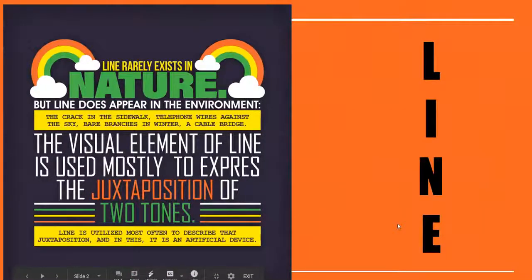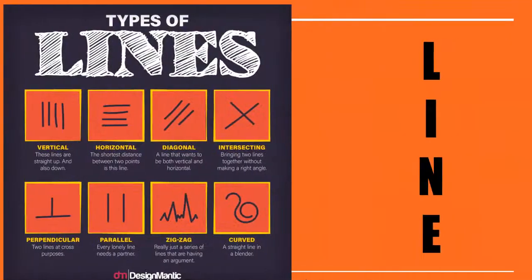Lines rarely exist in nature, but line does appear in our environment. The crack in the sidewalk, the telephone wires against the sky, bare branches in the winter, a cable bridge. The visual element of line is used mostly to express the juxtaposition of two tones. Line is utilized most often to describe that juxtaposition, and in this, it is an artificial device.